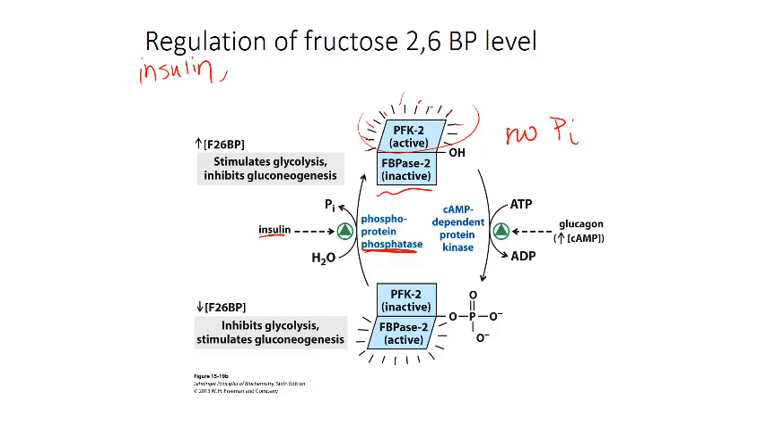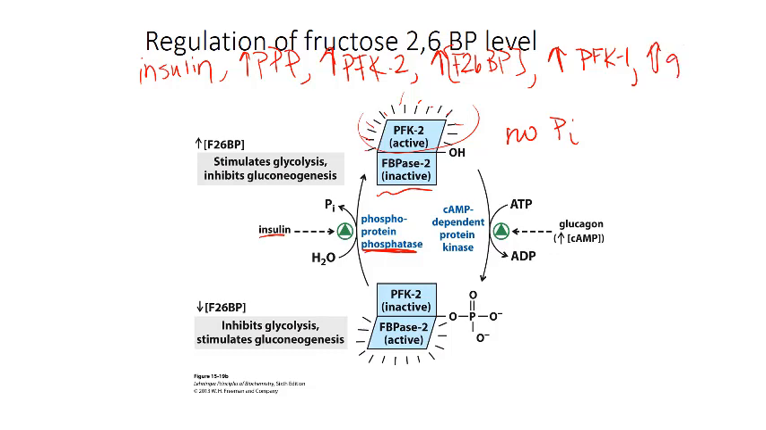So insulin turns on phosphoprotein phosphatase, so PPP. That's going to activate PFK2, which will increase the levels of F26BP. That in turn will upregulate PFK1, which will increase the level of glycolysis. So, the release of insulin is going to promote glycolysis. It's also going to inhibit gluconeogenesis.